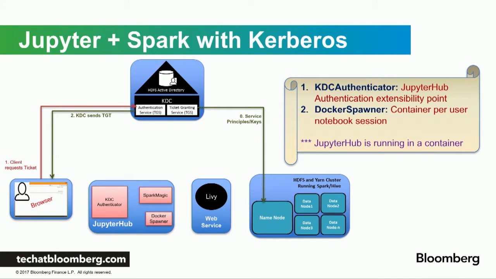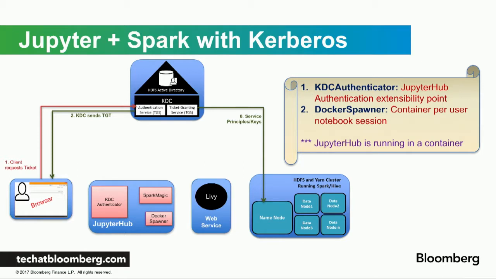Now let's introduce JupyterHub and Livy. You will notice that once I introduce JupyterHub, there are two new components besides Spark Magic. One is called KDC Authenticator. The second one is called a Docker Spawner. KDC Authenticator is a component that has been developed in our organization using the extensibility point supported by JupyterHub. JupyterHub has an extensibility for authentication, so I can plug in any authentication type that I need. I can do an OAuth authentication. So we developed something called a KDC Authenticator, which basically authenticates using Kerberos.